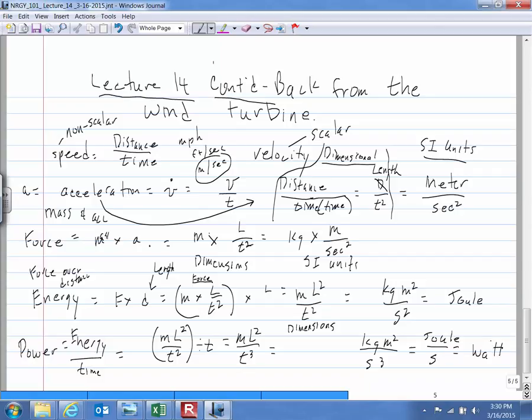So I'm going back to the root of definitions of these parameters, their physical definition. What is force? Force is mass times acceleration. Energy is force times distance. From those two relationships, we find out what energy is in SI units. Power is energy over time, so then we can find out what power is in SI units.